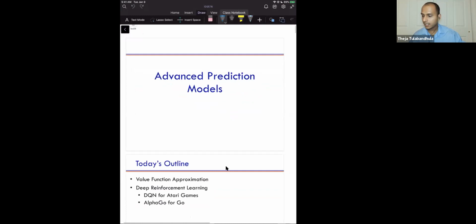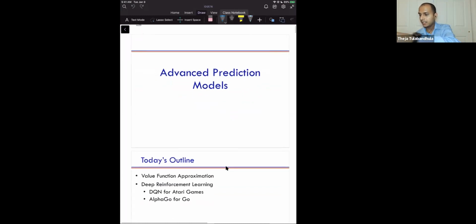Okay, so if not, we'll start with the first part. And in fact, I'm going to recap Q learning again, so that we can at least recall the Q learning update step.